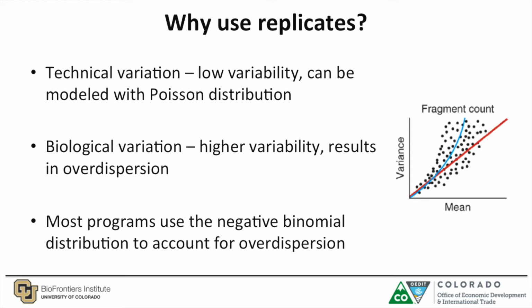But when we look at biological variation, what we actually see is there's a higher variability. What you see in the figure on the right is the straight red line, which is actually the Poisson distribution, where the mean equals the variance. And this would be a measure of the technical variation. The biological variation is shown with the points, and as you see, the variance is larger than the mean. This is something that is called overdispersion. Many of the current programs actually use the negative binomial distribution to account for overdispersion in RNA-seq data. And they use this distribution to get an estimate for the variance between biological replicates.